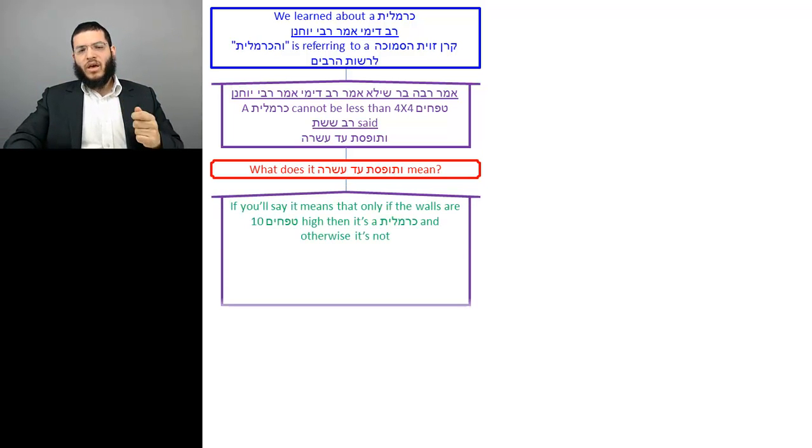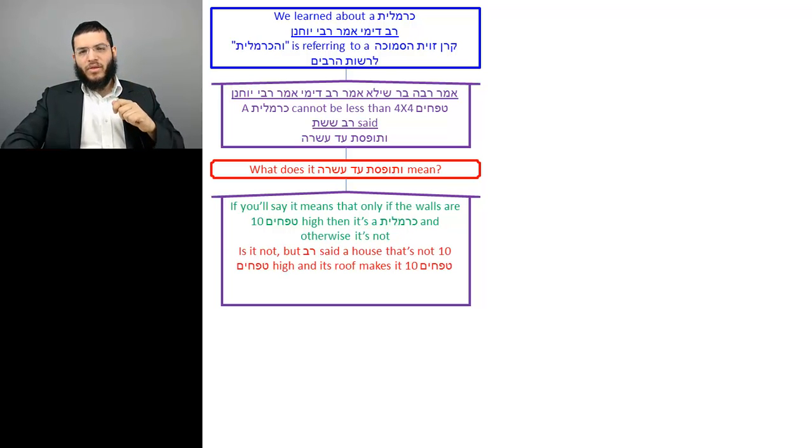And the Gemara says, if you'll say it means that only if the walls are 10 tefachim high, then it's a carmelis, and otherwise it's not. If that's how we're going to interpret the words v'tefeses ad asara, that a carmelis is an area that's 4 tefachim by 4 tefachim and has walls that are 10 tefachim high, that's a problem. Now you can say that otherwise it's not a carmelis. Is it not otherwise a carmelis if the walls are not 10 tefachim high?